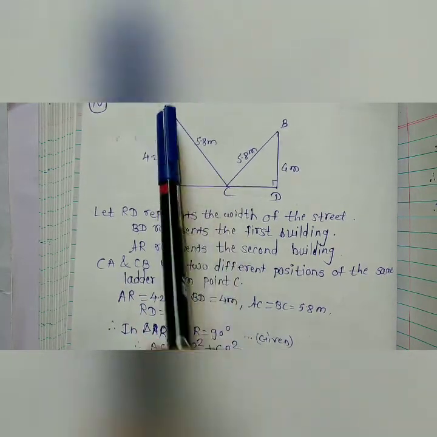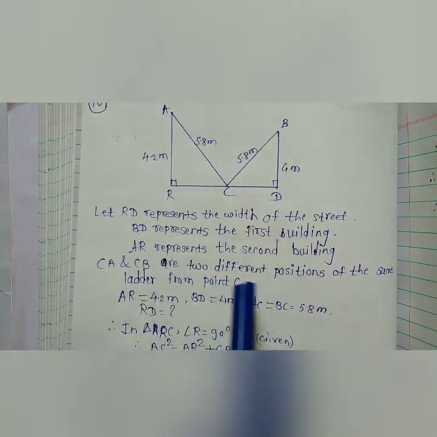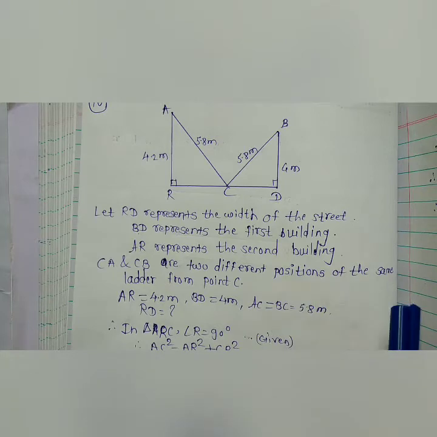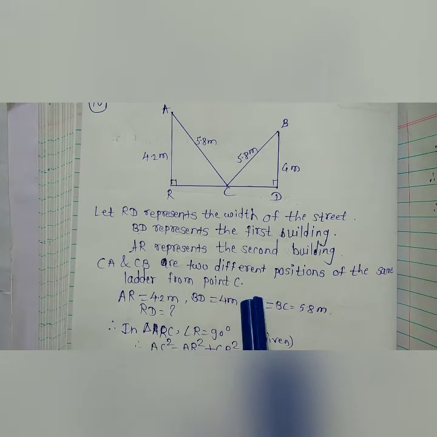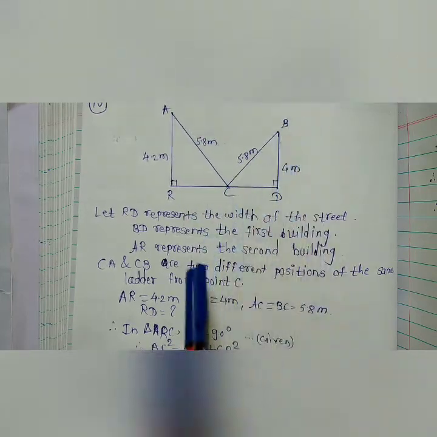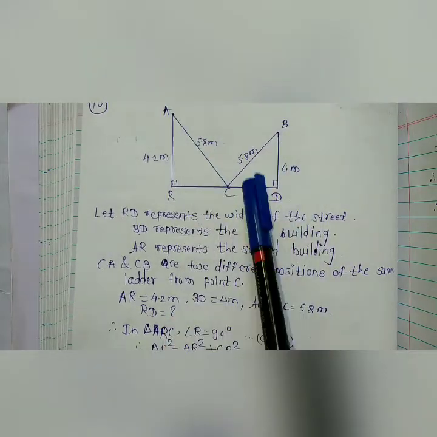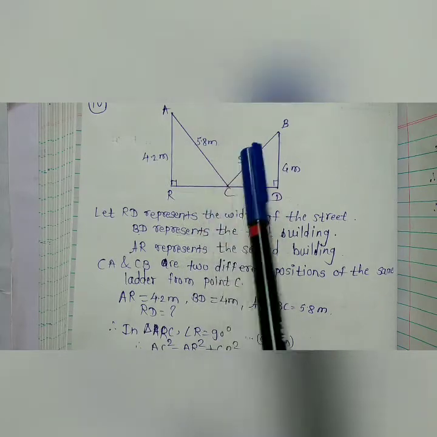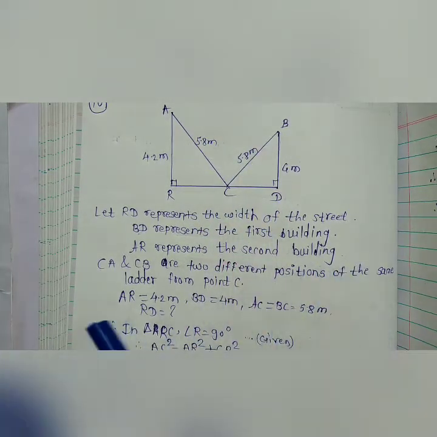Here CA and CB are two different positions of the same ladder from point C. From this point C, the distances CA and CB, though they may look different, are the same: 5.8 meters and 5.8 meters.